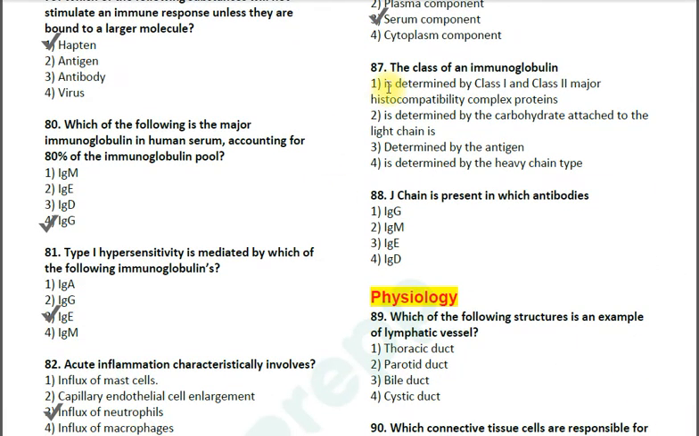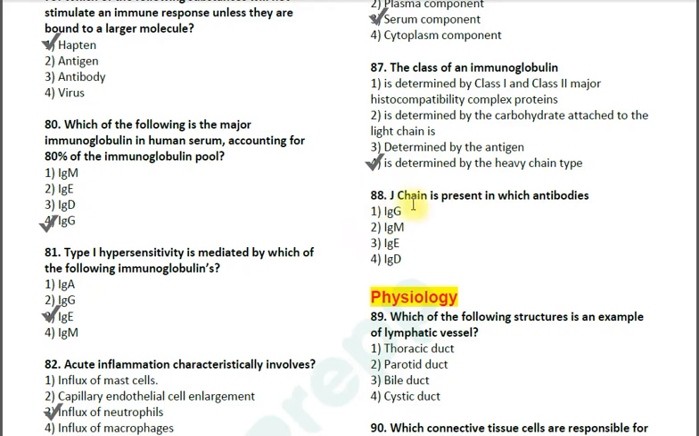Question number 87. The class of immunoglobulin, number 1 option is determined by class 1 and class 2 major histocompatibility complex proteins. Option number 2 is determined by the carbohydrate attached to the light chain. Number 3 determined by the antigen. Number 4 determined by the heavy chain type. The correct option is option 4. It is determined by the heavy chain type.